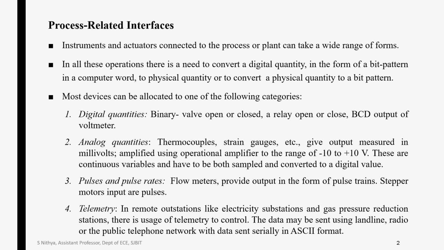The third signal type is pulses and pulse rates. A flow meter provides its output in the form of pulse trains, and for stepper motors the inputs are pulses. Telemetry is nothing but remote applications. You need remote outstations, such as electricity substations and gas pressure reduction stations, so telemetry is used for control. The data may be sent using a landline, or radio, or the public telephone network, and sent serially in ASCII format.